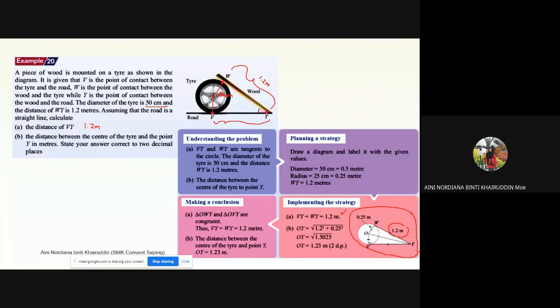So for B, the distance between the center of the tire and the point Y means you want to calculate OY. So OY you can use Pythagoras theorem. OY is the hypotenuse, so you must add the two other sides. So 0.25 squared plus 1.2 squared. Then you square root, then you will get 1.23. Sebenarnya you akan dapat banyak lah. But the question asks you to state your answer correct to two decimal places. So please give your answer to 2 decimal places.